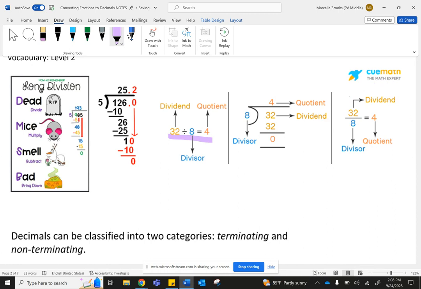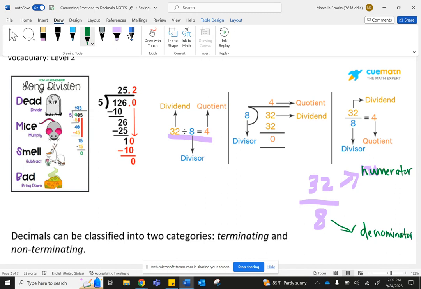And then last but not least, fraction form: the dividend is the numerator. If you don't remember what numerator is, the top number is the numerator, and the bottom number is the divisor and the denominator. The numerator shows the part, and the denominator shows the whole. Okay, and then whatever the answer is, that's your quotient.